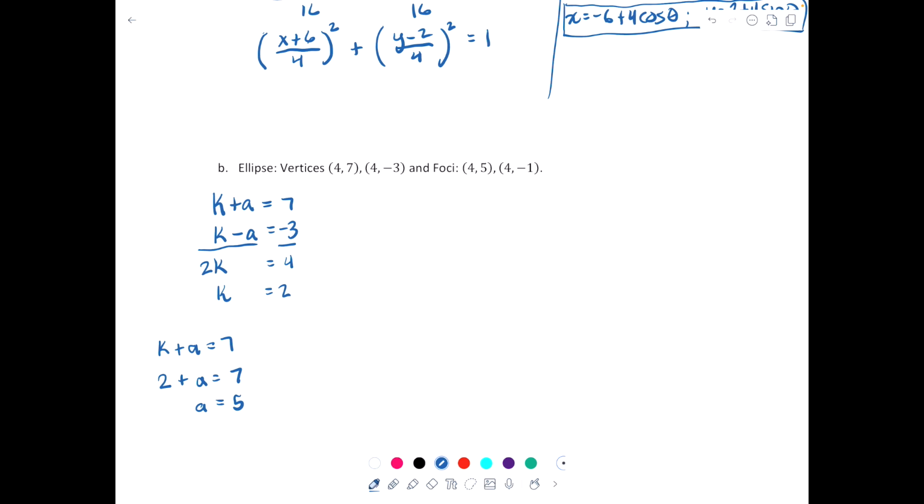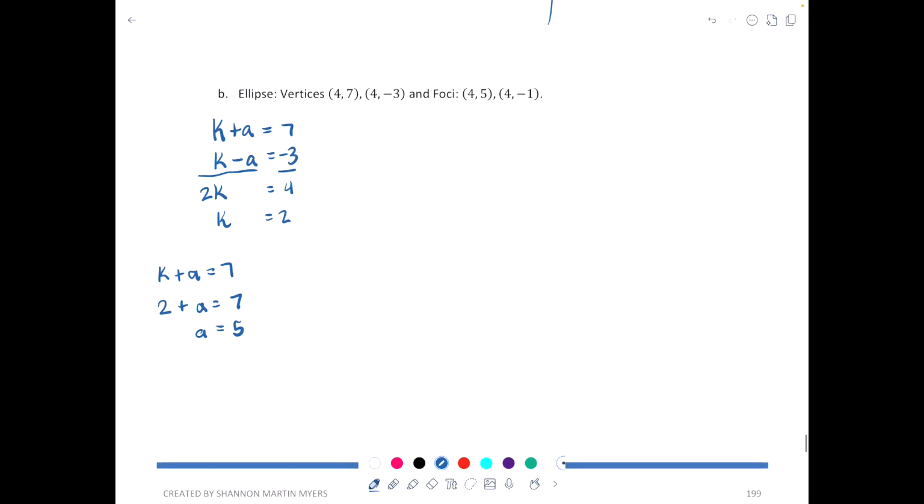Now, I have found out a couple of things. I have found out that the center of my ellipse is (h, k), which is (4, 2). I found k and I was given 4. Groovy? Okay. So now, here we go. We also were given information. So this was information that we got from the vertices.